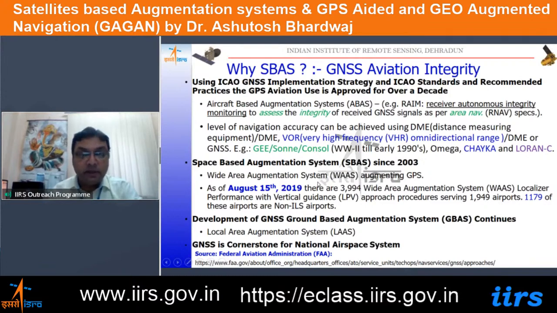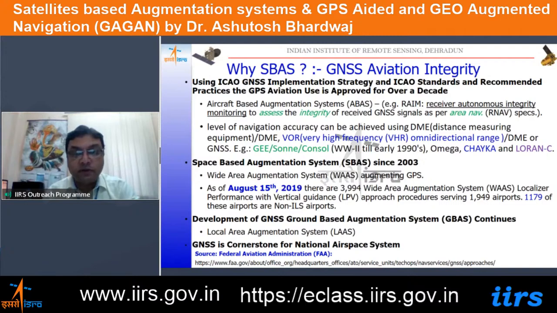Now, as per the latest list of 2021, there is a large number of stations which are non-ILS. That means they do not have the instrument landing systems at the airport. So around 1200 airports are there in the US which are functioning fully on the basis of the wide area augmentation system, WAAS. So that much dependency they have.